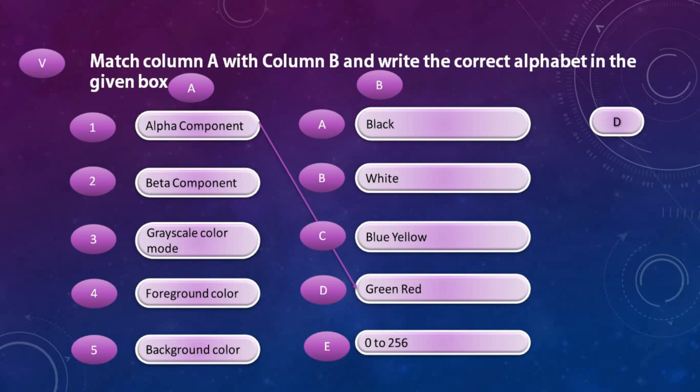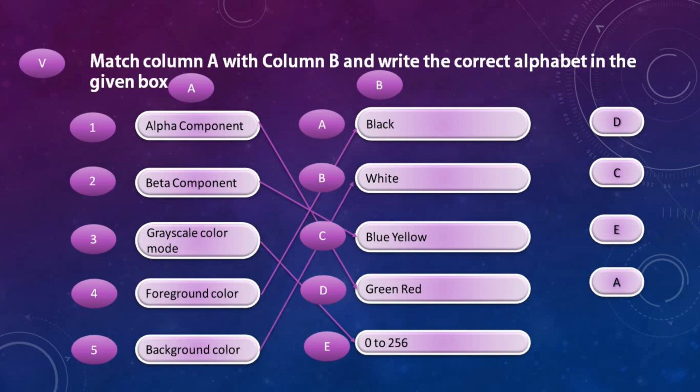The answer for alpha component is green red, so the answer is D. Beta component is blue yellow, answer is C for the second one. And third one, grayscale color mode, the answer for this is 0 to 256. So the answer is E for the third one. Foreground color is black. The answer is A. And the background color is white. The answer is B for the fifth one.